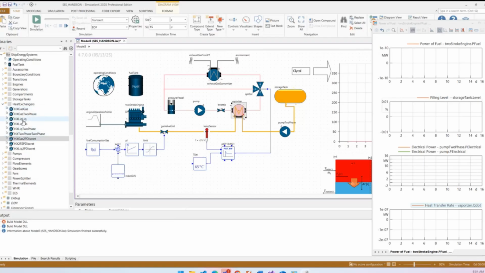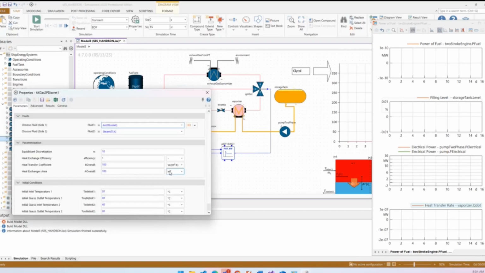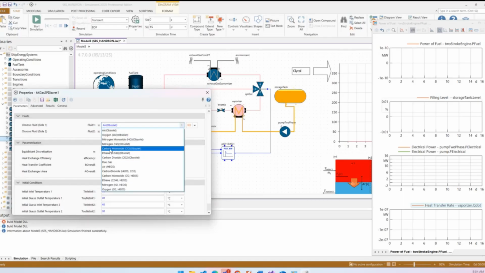The first 6 are just simple heat exchangers, and the other 3 are discretized. So we not only have a liquid to two-phase, we also have a gas to two-phase heat exchanger. I just want to show it. Here you can also see our old fluids, which I have marked as obsolete. Please be aware our old fluids are pressure independent and the new fluids are temperature and pressure dependent. So it's really a big change.